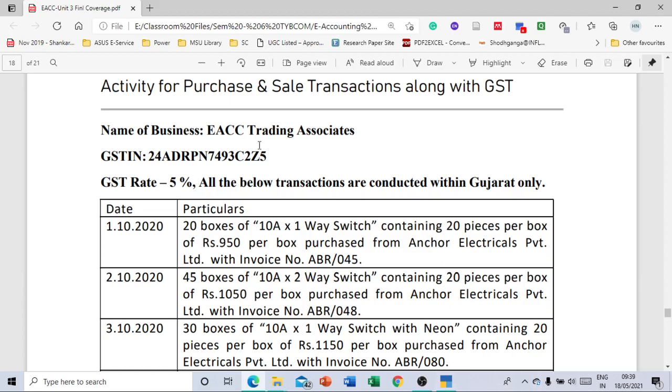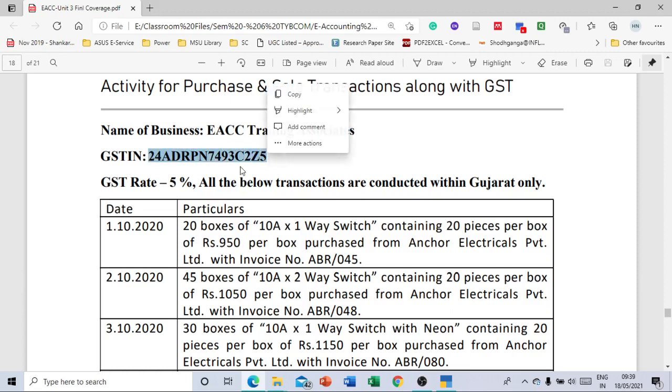The name of the business is given as EACC, that is E-Accounting Trading Associate. Okay, that's a hypothetical name which I have taken here. You can suggest any name. You can try to do the past entries in any name of a company which you have created in your daily life. The GST number of the EACC Trading Associate is given here.